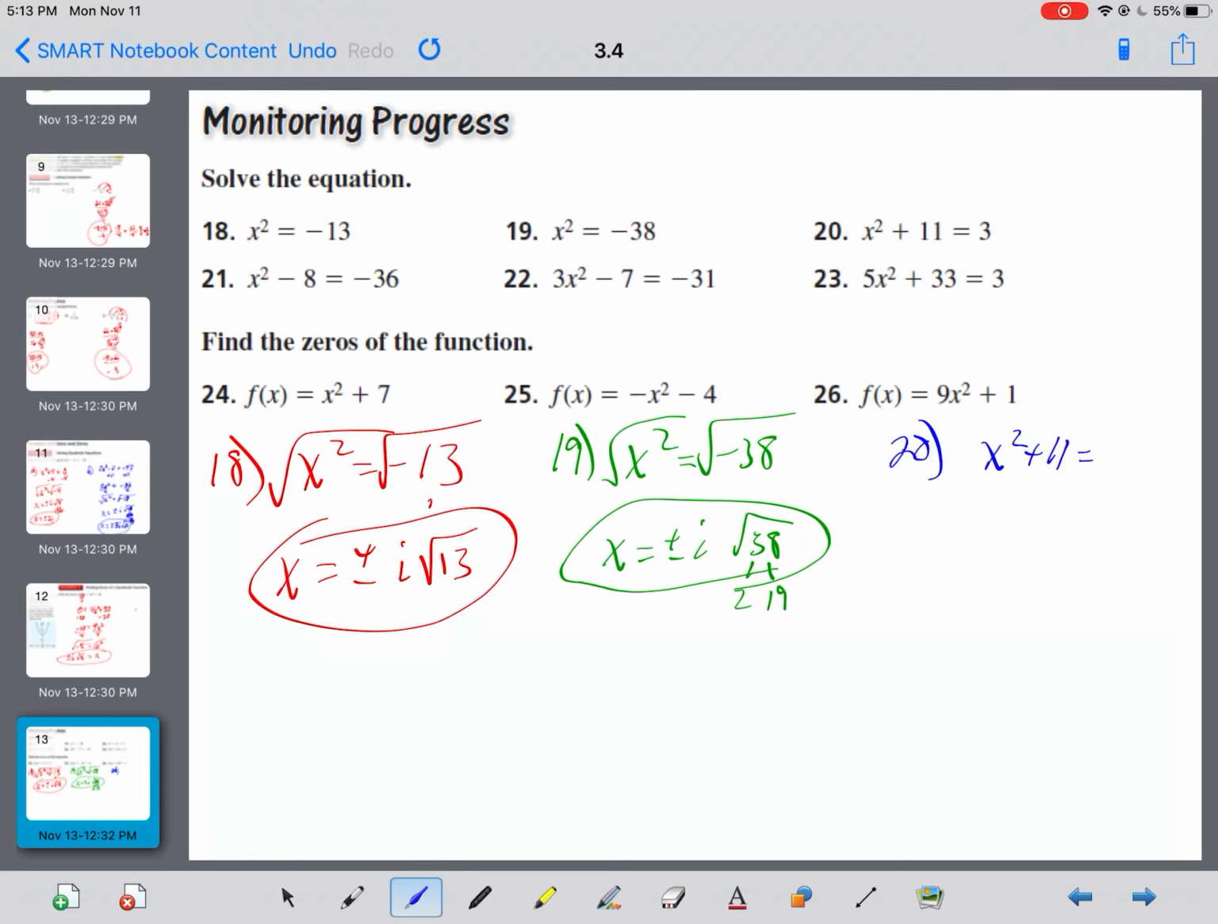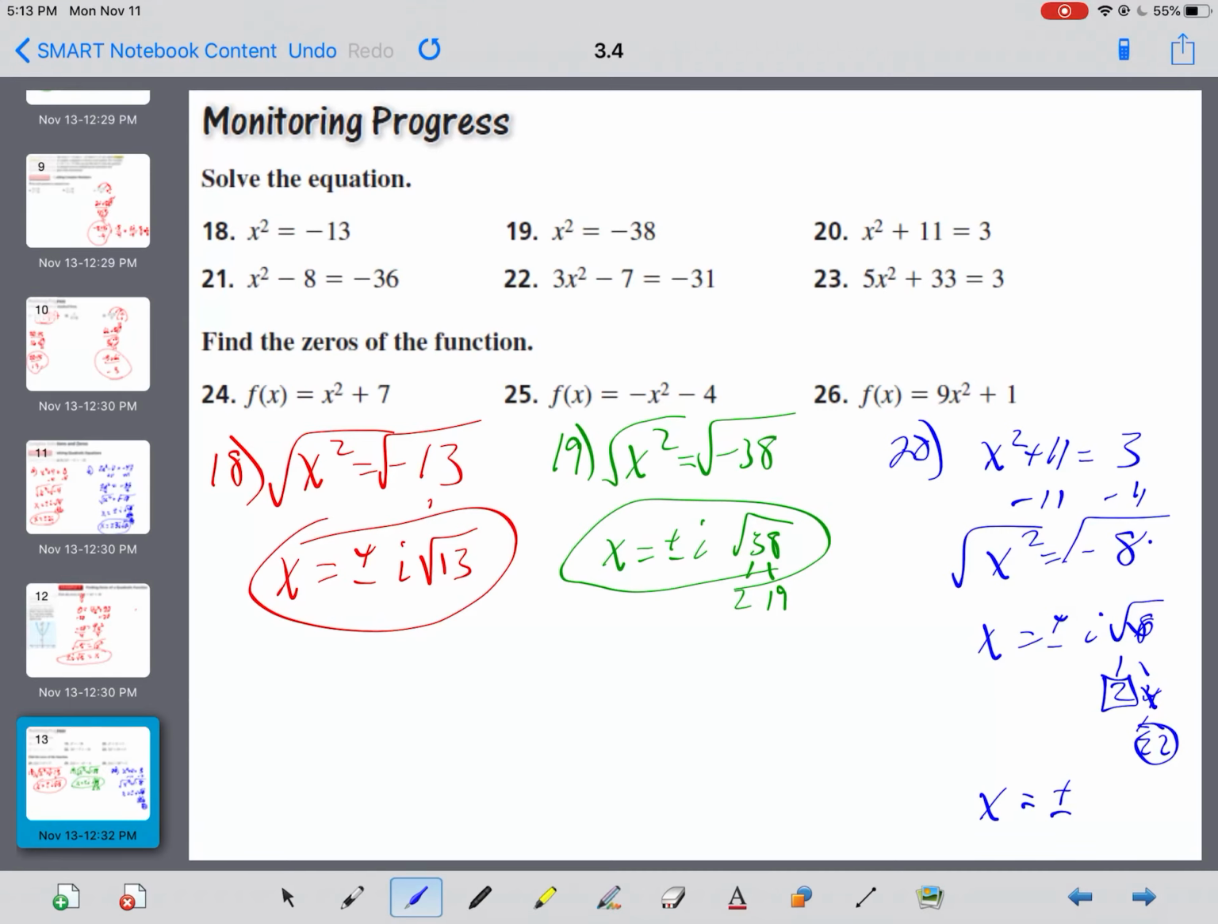20. X squared plus 11 equals 3. Normally we set equal to 0, but since we only have a quadratic, no linear, we can do it algebraically. Let's subtract 11. X squared equals negative 8. Square root both sides. X equals plus or minus i square root of 8. Break the 8: 2 and 4, 2 and 2. There's your pair. This one stays. Those are broken. X equals plus or minus 2i square root of 2. Don't forget your i. Just like that.